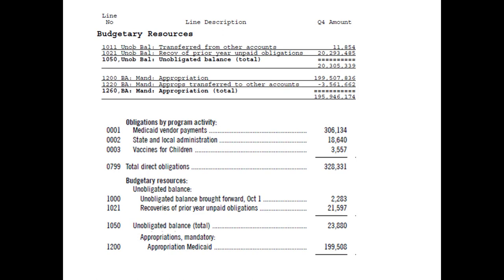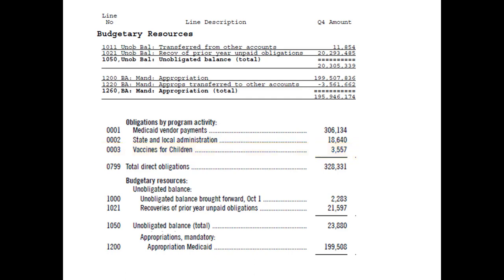In this example, although the Medicaid account allocates funding for vaccines for children to CDC, note the transfer on line 1220, these funds are simply included in the total of the parent account, Medicaid, in the President's budget. We can see that the total appropriation on line 1200 has not changed. We can also see the vaccines for children activity listed as one of the Medicaid program activities.